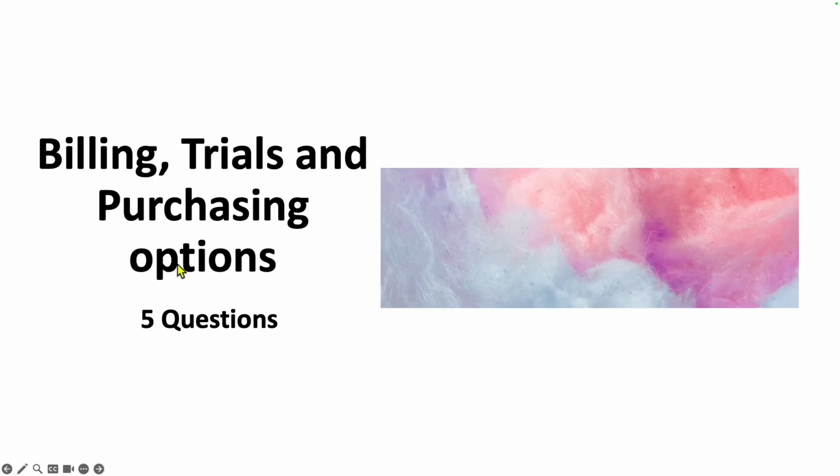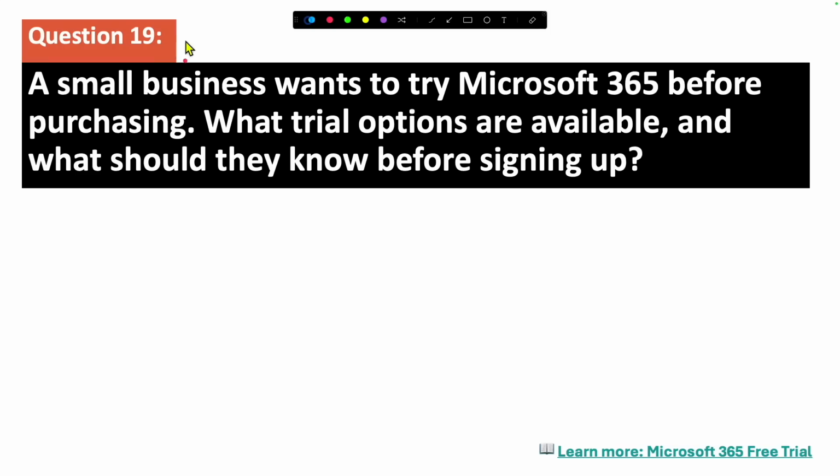The next section is all about billing, different types of billing options available for Microsoft 365, trials, and different purchasing options. We will go through 5 questions here. So, first, question number 19. Here, the interviewer is trying to understand, do you have knowledge of what the trial options available are? Gauging your understanding: before purchasing any software, can they actually trial it before making a decision? A particular business wants to try Microsoft 365 before purchasing. They want to know what trial options are available and what they should know before signing up.